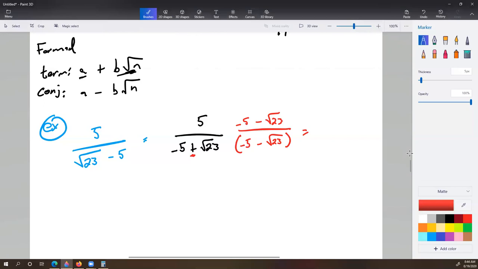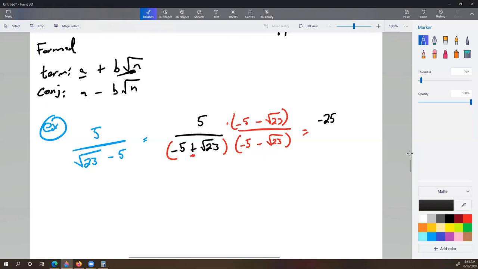And when you multiply fractions, remember, we're going to multiply the top times the top and bottom times the bottom. On the bottom, we're going to have to FOIL. Up top, not so much. So 5 times negative 5, we're going to get a negative 25. 5 times negative square root of 23, we're just going to get minus 5 square root of 23. Out stays on the outside, inside stays on the inside. There is no square root attached to this 5 here, so I'm not going to try and force it in. We don't need to.